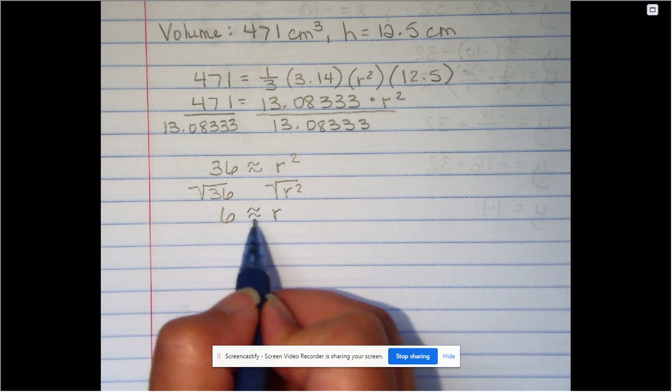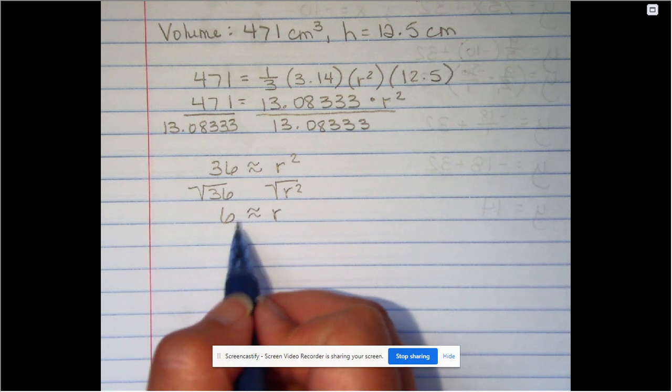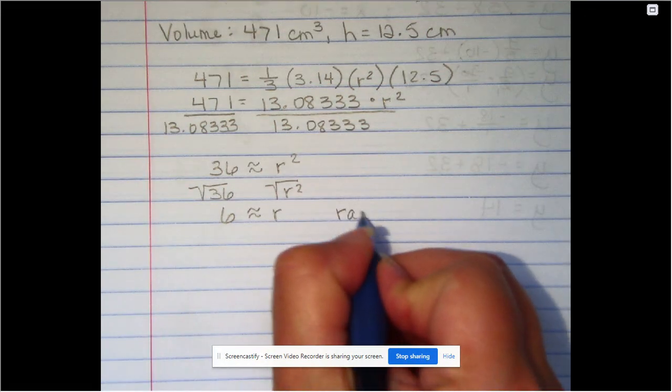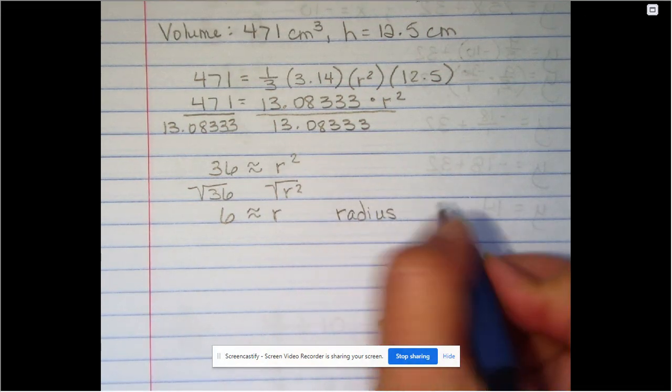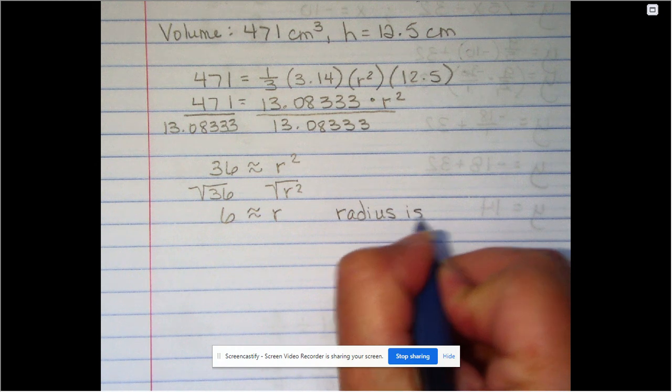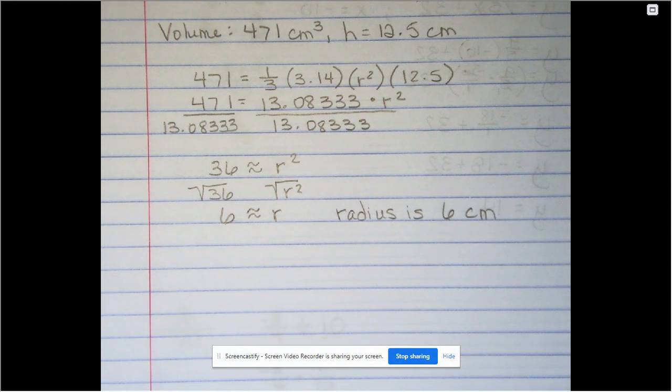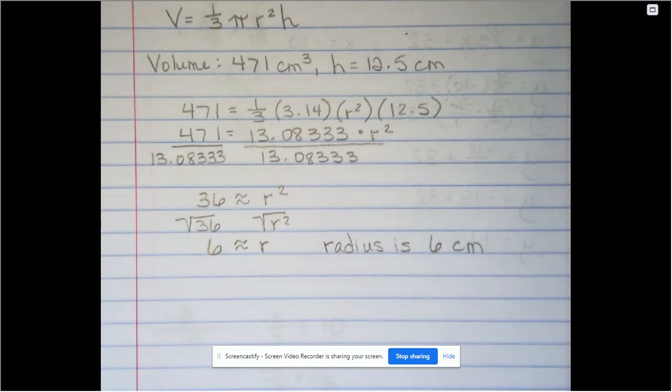If it had decimals, just read the problem carefully for how many decimal places to round to. So my radius is 6 centimeters. Hopefully that helps with finding the radius when you already know the volume.